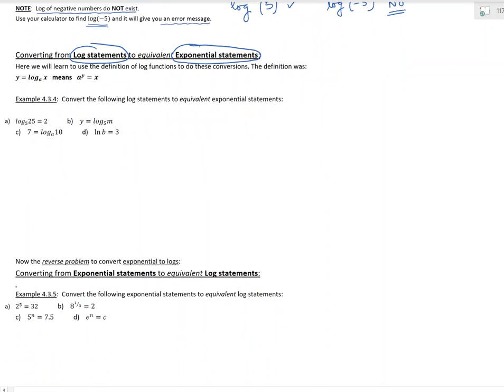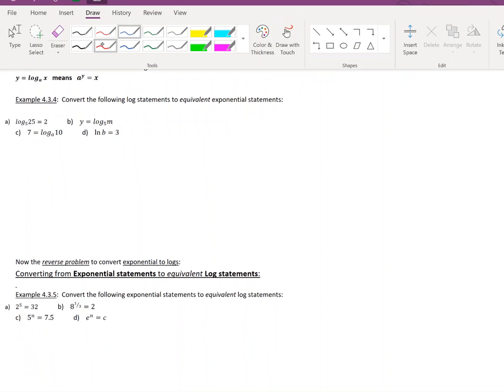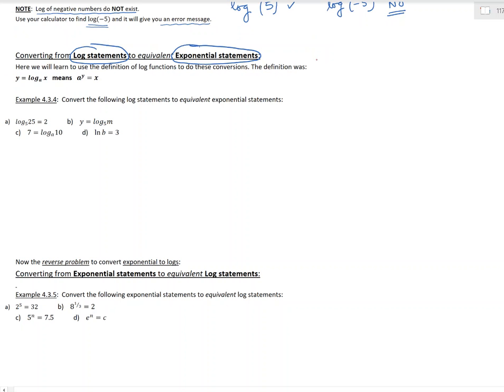Now first let's look at the definition again. So I'll write down here the definition of the log statement again. So that is y is log of x to base a, which means that a raised to the power y is x. So remember, this is the log version and this is the exponential version. So what we're going to practice now is converting log statements into equivalent exponential statements.